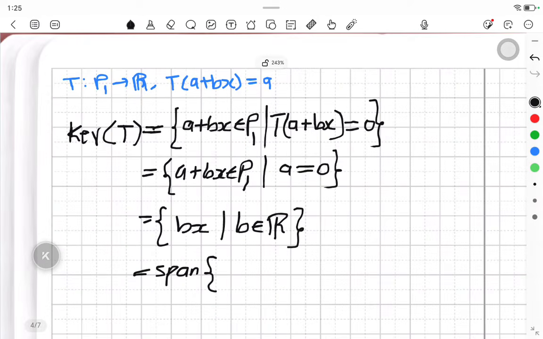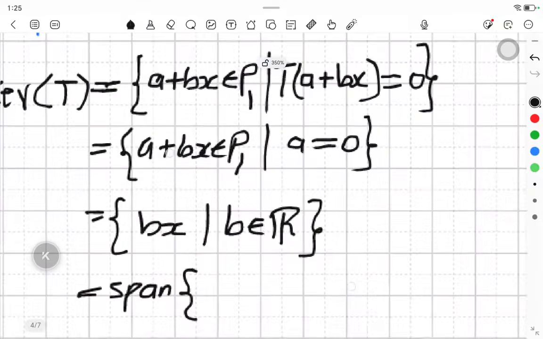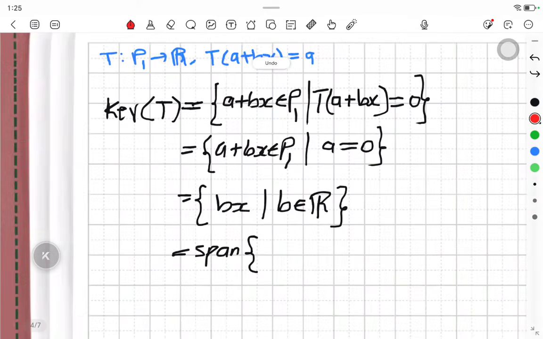The span will be what? Guys, you're always going to remove the constants. When you remove the constants, what are you left with? In polynomials, you're only going to remove these, let's say, B. If you have B, you're going to remove them. What do you get here?